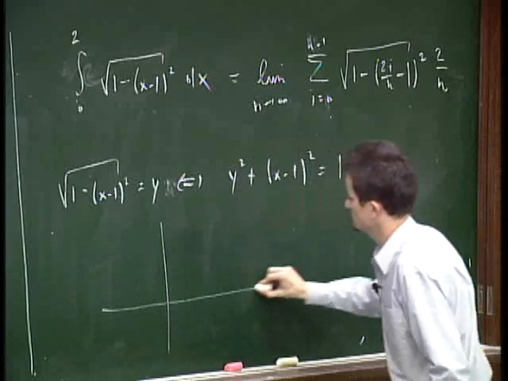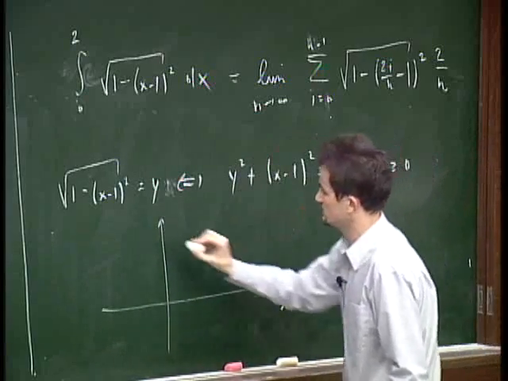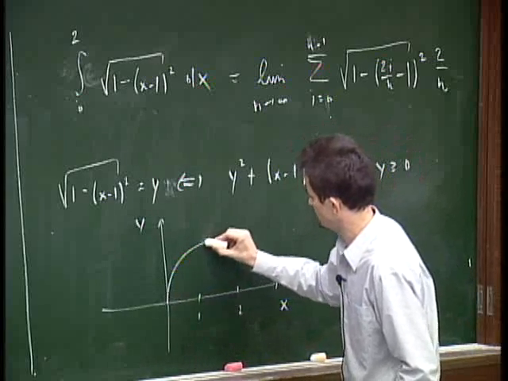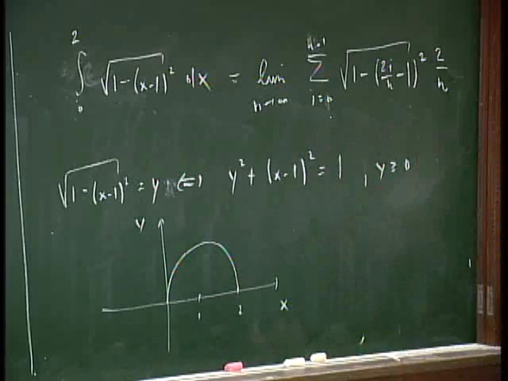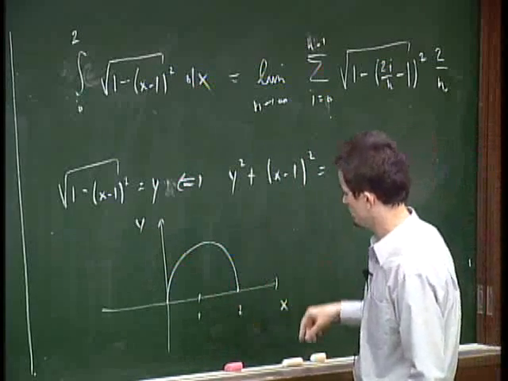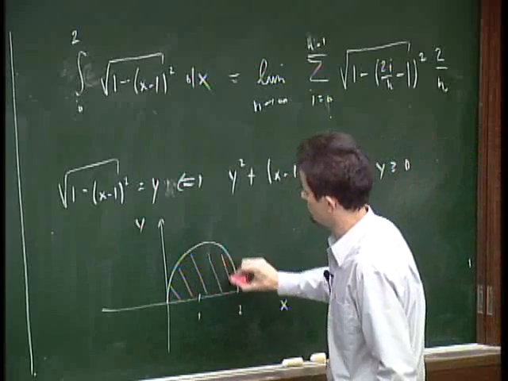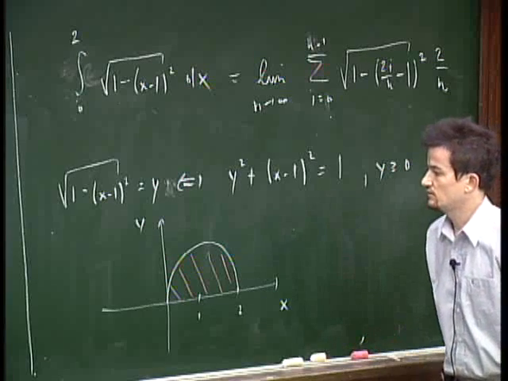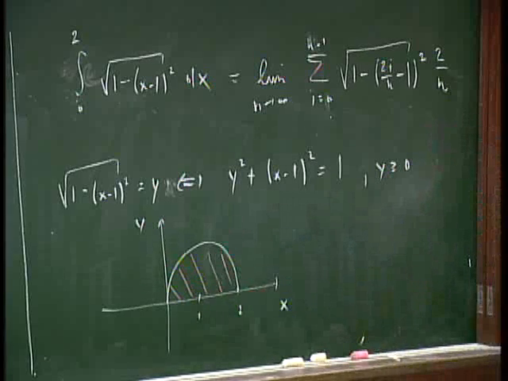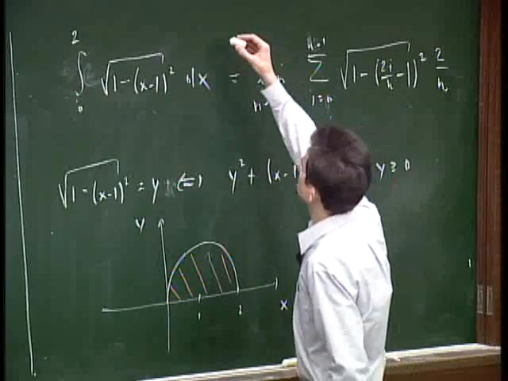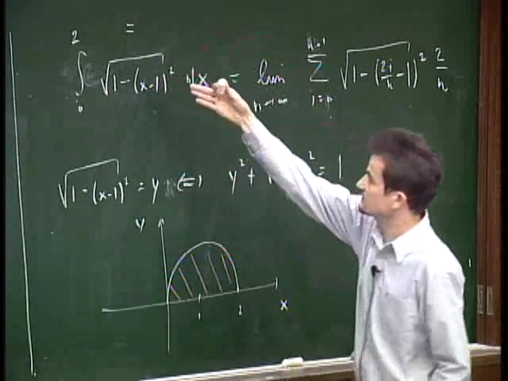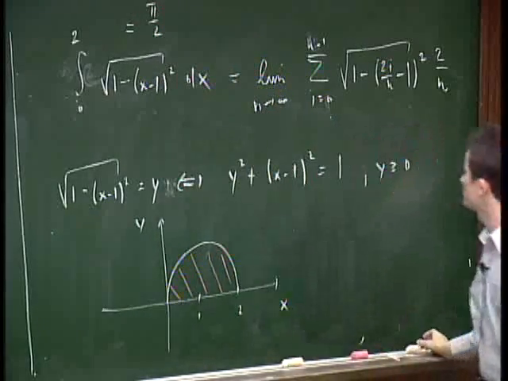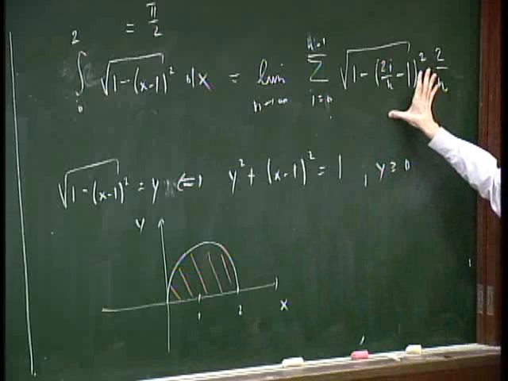So if you plot this, x, y, and you have here 1, and here you have 2. So what you have is just the upper semicircle with the center (1, 0), and radius is 1. By the area interpretation of this integral, we have to compute the area of this semicircle here, something which is trivial. So by looking at the integral using this interpretation, you can immediately come up with the answer, whereas computing this limit would be rather tedious.